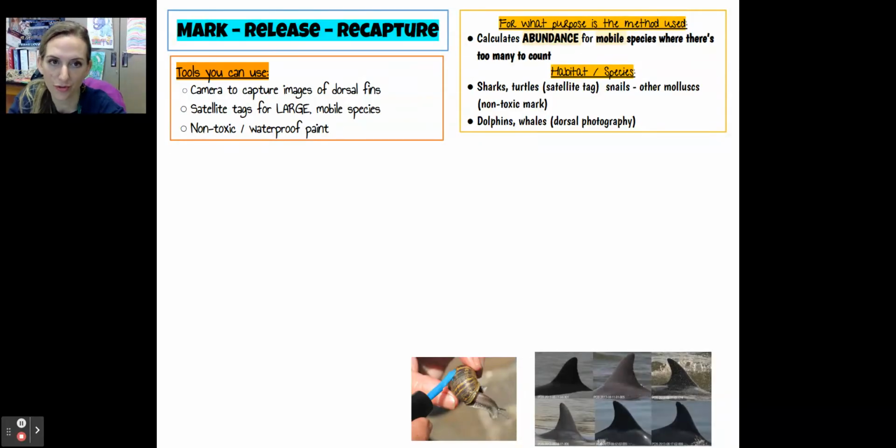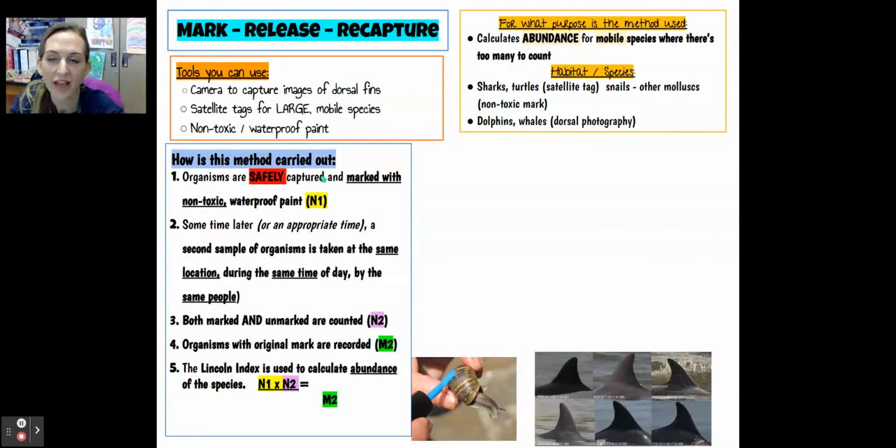Dolphins and whales, you could do dorsal photography because their dorsal fins are kind of like our fingerprint. They're very unique to them. How you would carry this out: safely capture some organisms. You can mark them with non-toxic waterproof paint. You would count them. This would be your N1 value.